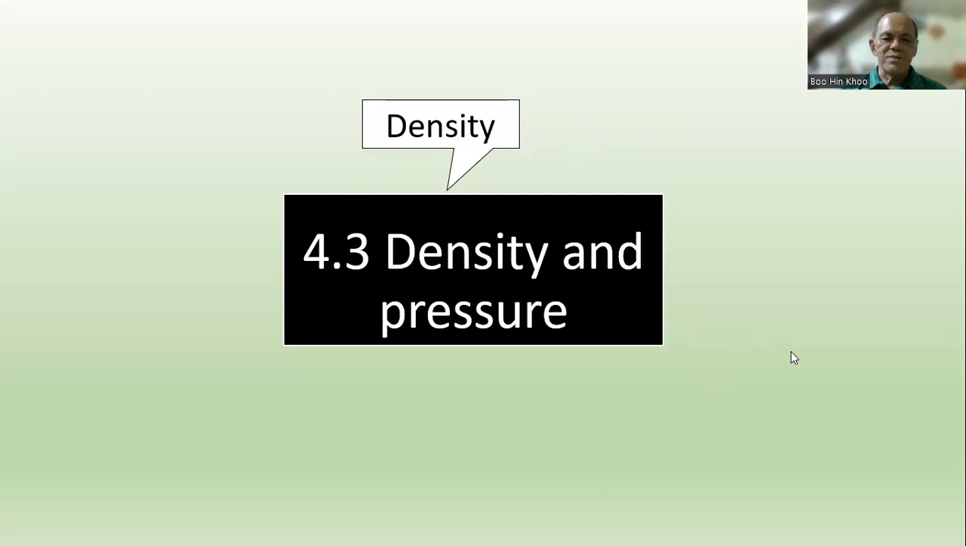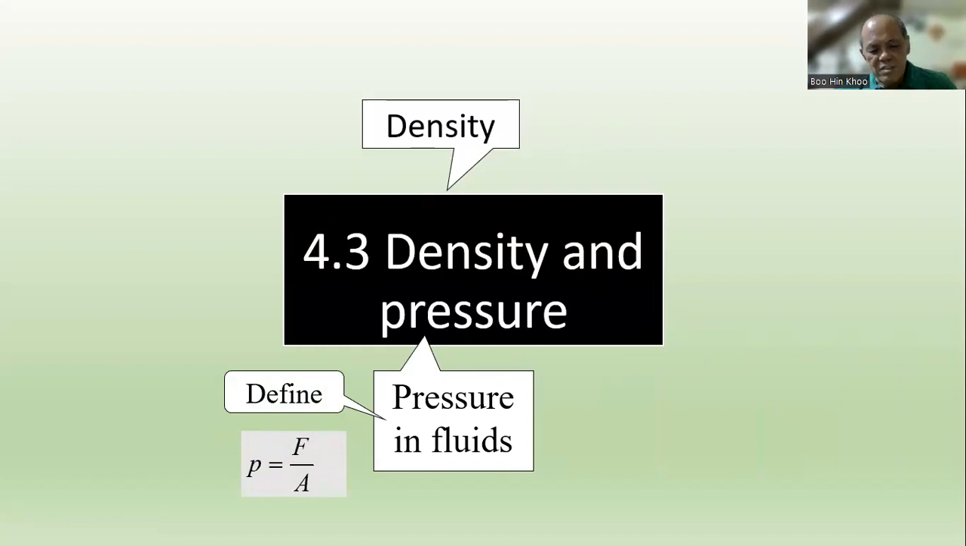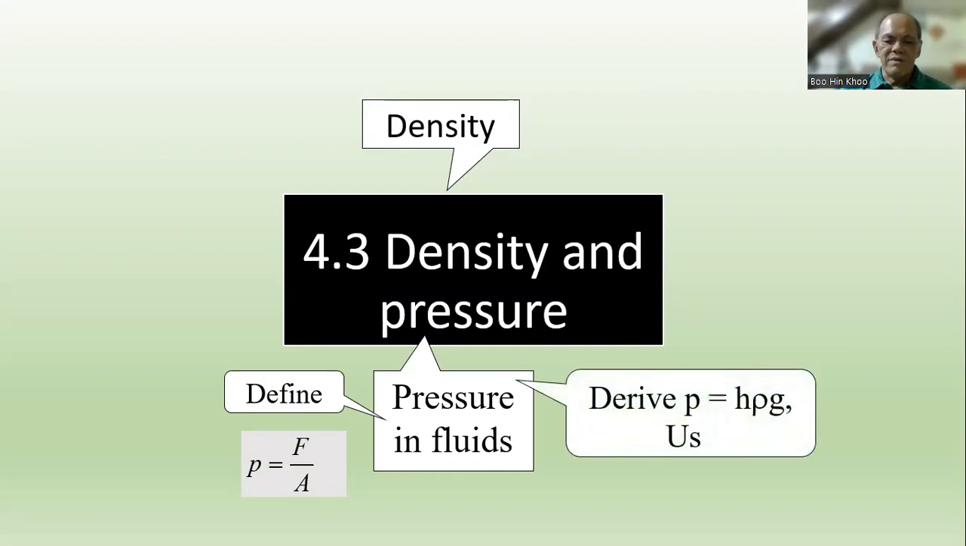Right, let's just summarize for you before we look at the syllabus. We will be looking at density and pressure in fluids. We'll define density and define pressure in a fluid. That's our definition: weight over area, or normal force over cross-sectional area. Then we'll derive this equation, P equals h rho g. Right, that's the formula you need to remember.